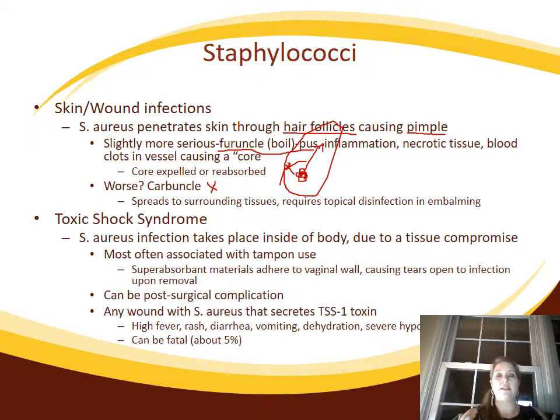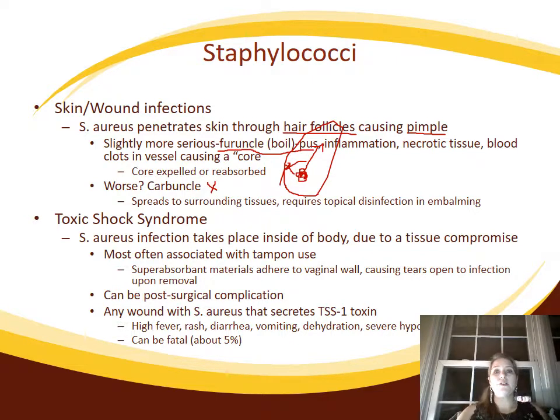So with that susceptibility, or with that staph infection, it then moves throughout the entire body, causing the body to go into shock. You get high fever, rash, diarrhea, vomiting, dehydration, severe hypotension, and in about 5% of people, it can actually be fatal. It can also be a post-surgical complication, but it is most often associated with tampon use.